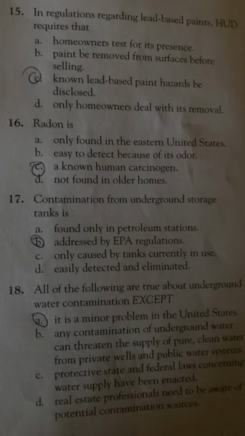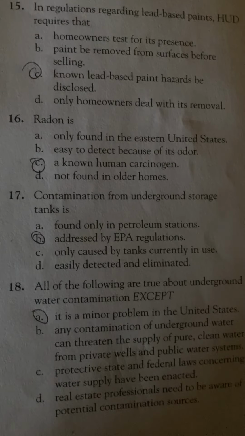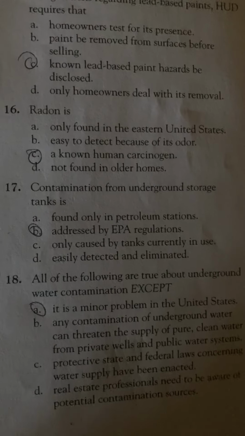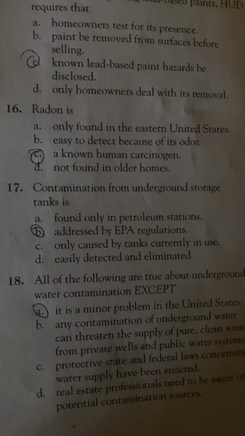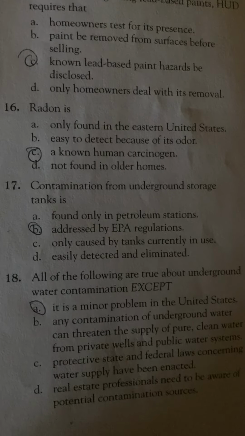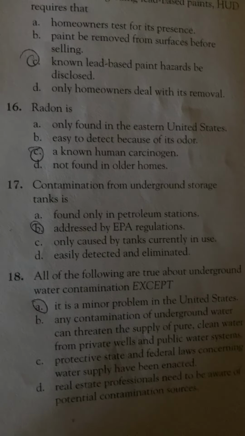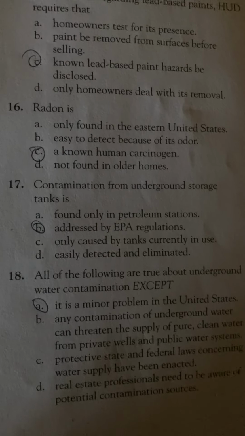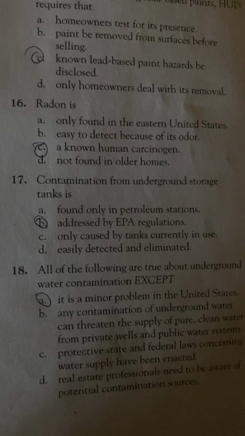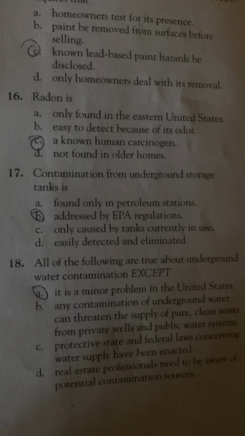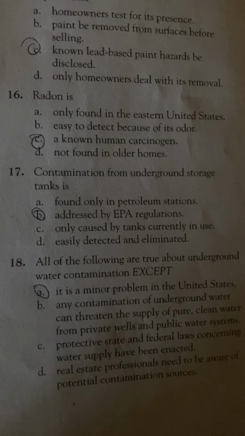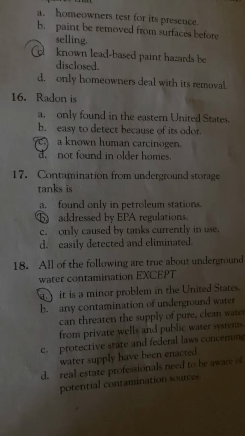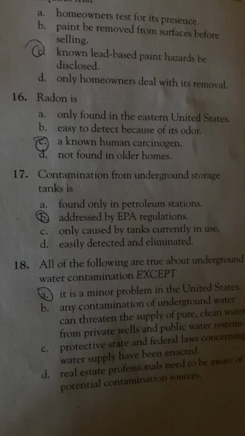Number 17. Contamination from underground storage tanks is A. Found only in petroleum stations, B. Addressed by EPA regulations, C. Only caused by tanks currently in use, or D. Easily detected and eliminated. The answer is B. Addressed by EPA regulations.